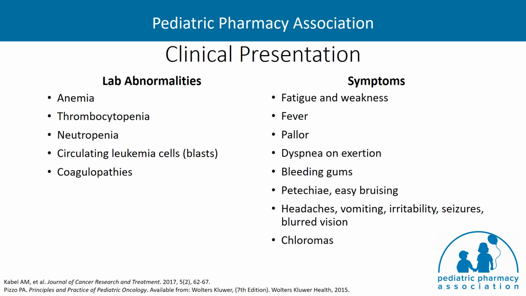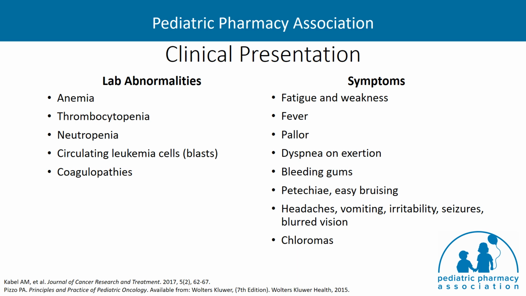As I alluded to earlier, the clinical symptoms that are associated at presentation can all be correlated back to these initial laboratory abnormalities. Specifically, fatigue and weakness, pallor, and dyspnea on exertion are typically due to these anemias at baseline. Bleeding gums, petechiae, which are small round dots, either a brownish or reddish color, that note bleeding under the skin, as well as easy bruising, are primarily due to the thrombocytopenia that these patients present with.